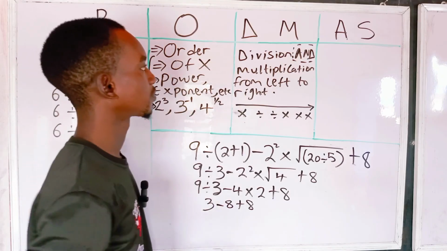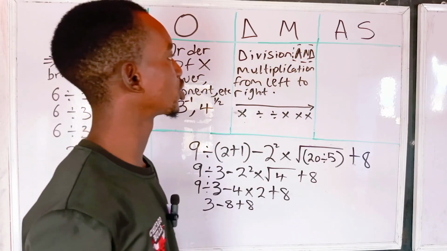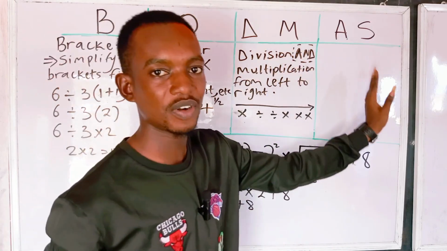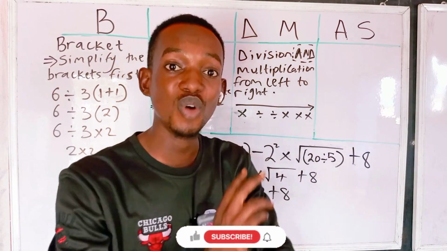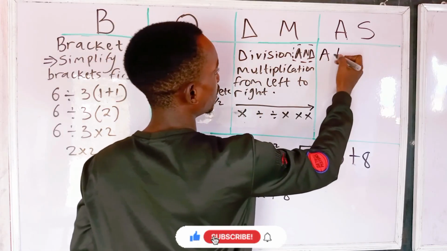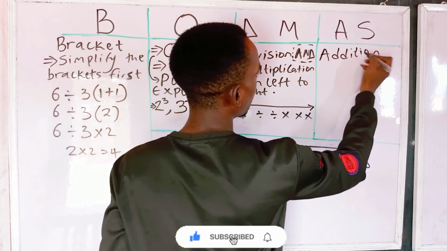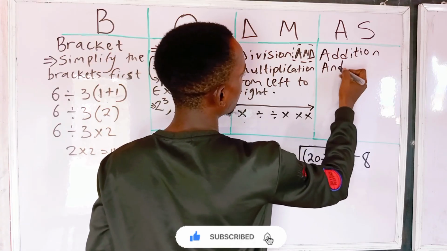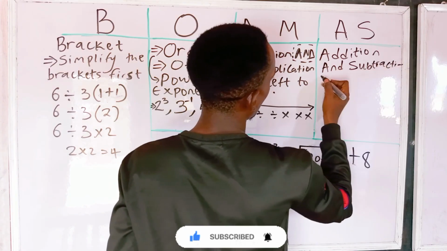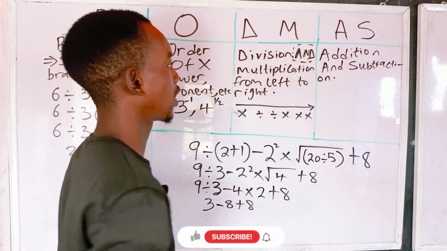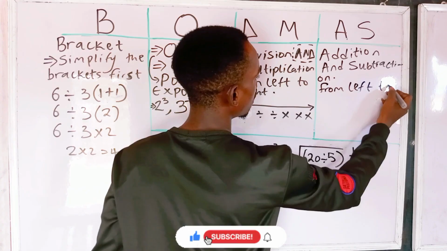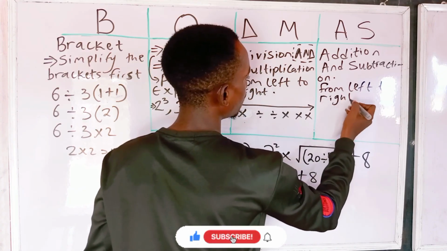Okay, please. Now, the next one is also AS. The same mistake as this one. You say you add first before you subtract. Very wrong. You don't add first before you subtract. Same also is addition and subtraction. Addition and what? Subtraction. From left to right.